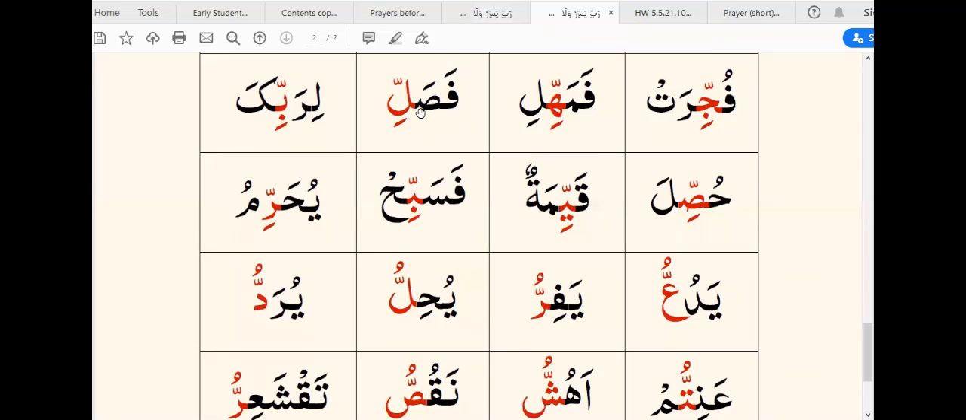So we are just going to produce 2 sounds. The first one, sol, and then the next one, li. Fasali. Good. The next one. Li Rabbika. Well done. MashaAllah. Very well read. Jazakumullah for your help and participation. And until next time, Allah Hafiz.